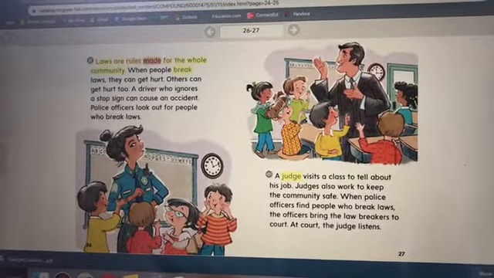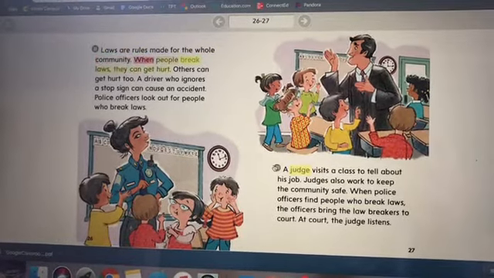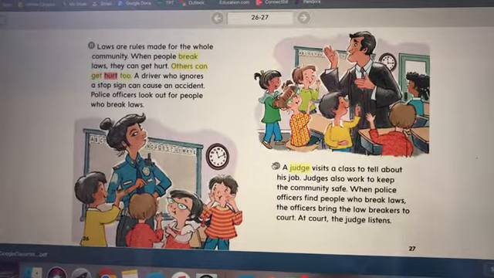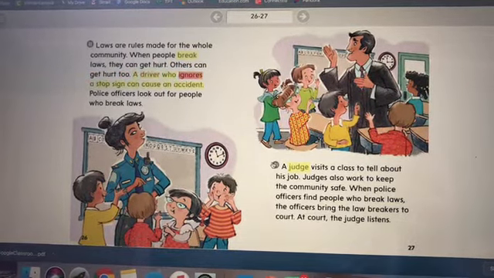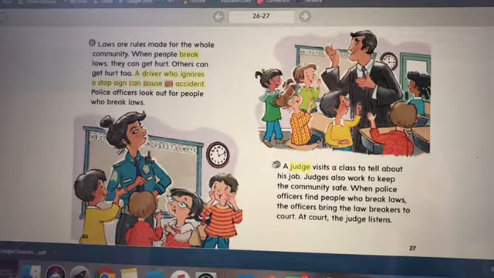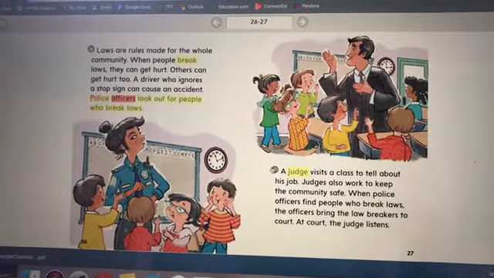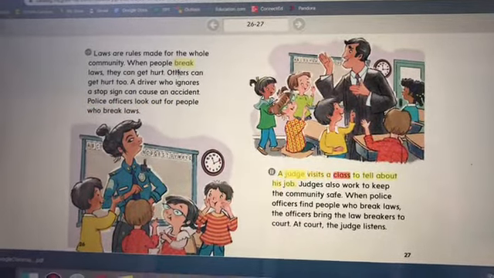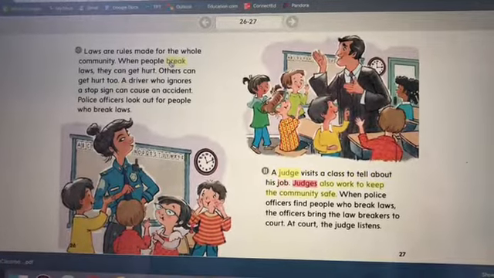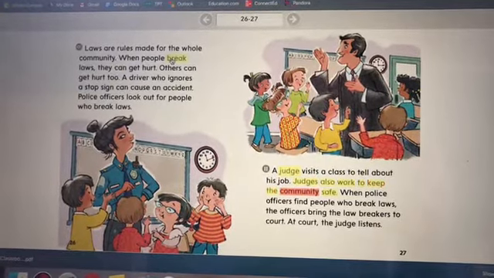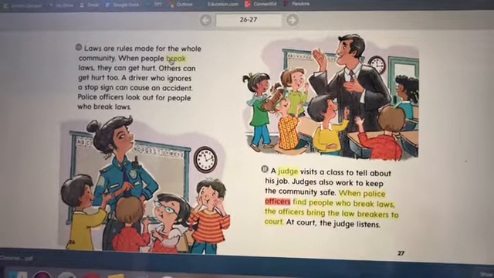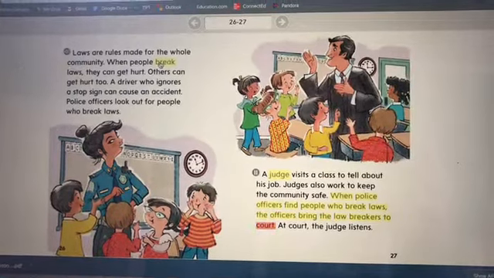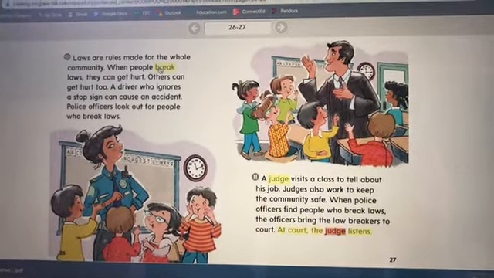Laws are rules made for the whole community. When people break laws, they can get hurt. Others can get hurt too. A driver who ignores a stop sign can cause an accident. Police officers look out for people who break laws. A judge visits a class to tell about his job. Judges also work to keep the community safe. When police officers find people who break laws, the officers bring the lawbreakers to court. At court, the judge listens.